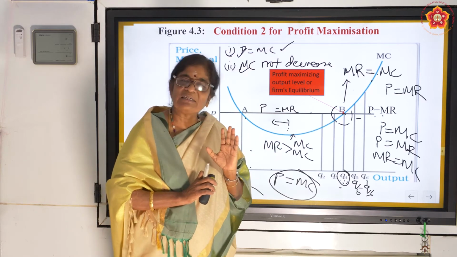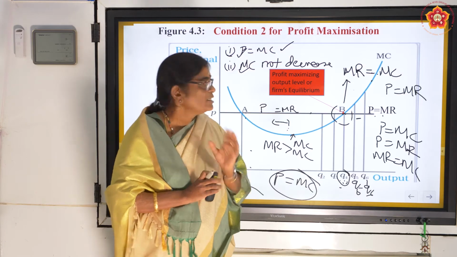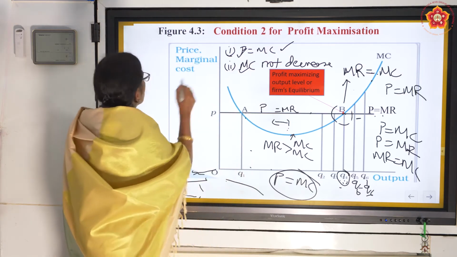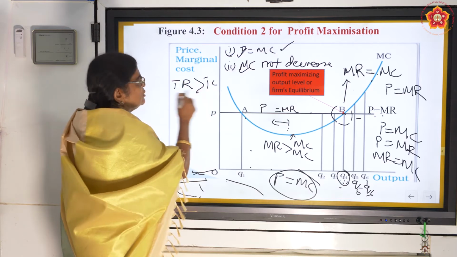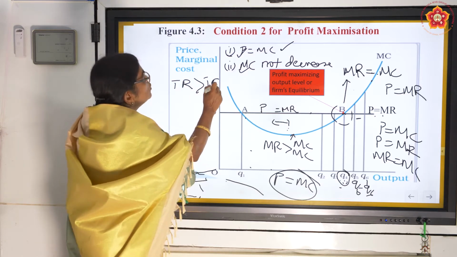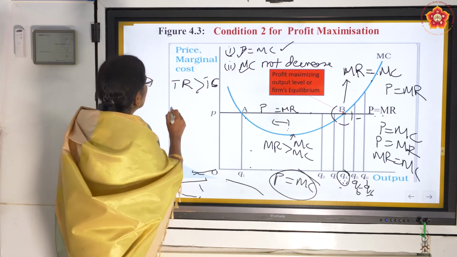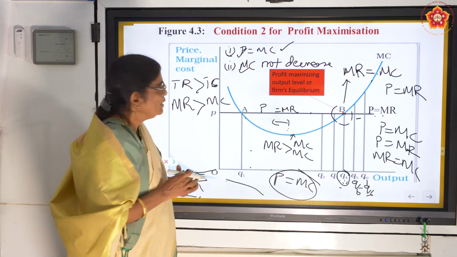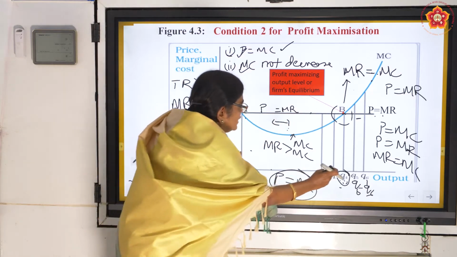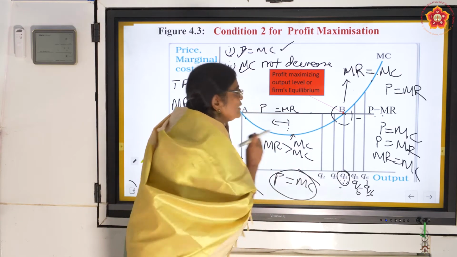And also you know the definition of profit. In two terms you can say profit: one is TR must be greater than TC, which is called the TR-TC approach. Or you can say in terms of MR, MR greater than MC. Between Q1 and Q4, MR is greater than MC.